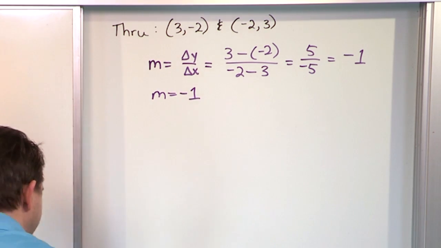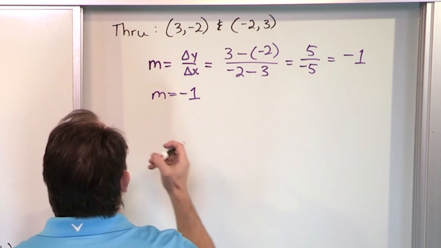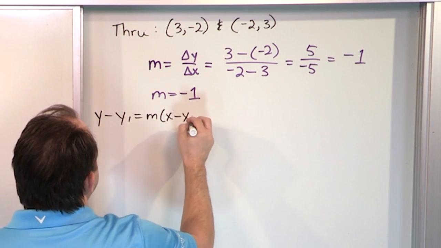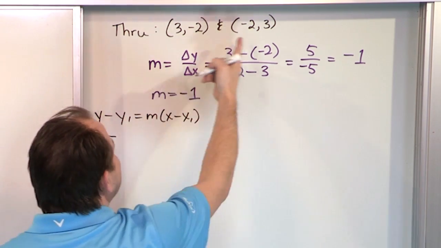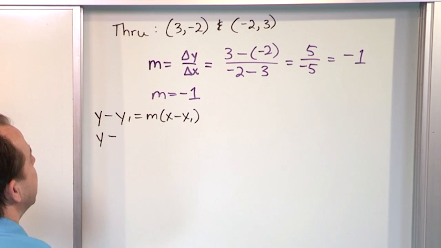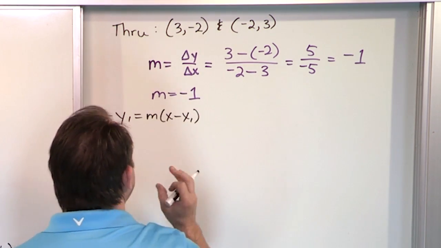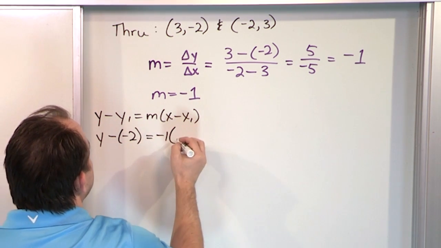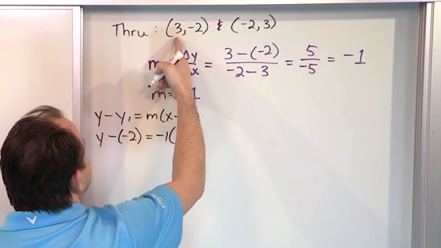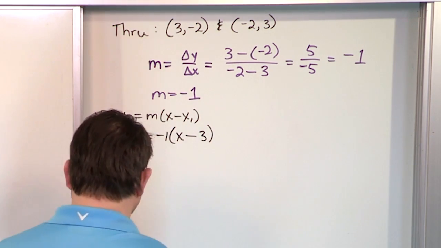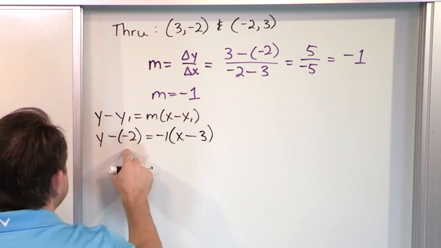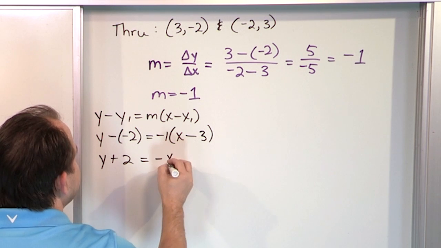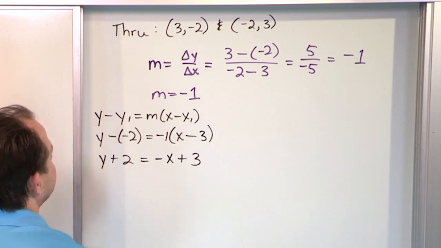Now, it was not given in my problem, but now I know what it is, and now I can use the point-slope form. y minus y1 equals m times x minus x1. So y minus, I can pick any one of these points that I want to, as long as I know the slope and I know a point that it goes through. So let me pick the first one: y minus negative 2 is equal to negative 1 times x minus, because I use this point, 3. All right? And so let me make this an addition here, y plus 2, because of the double negative.